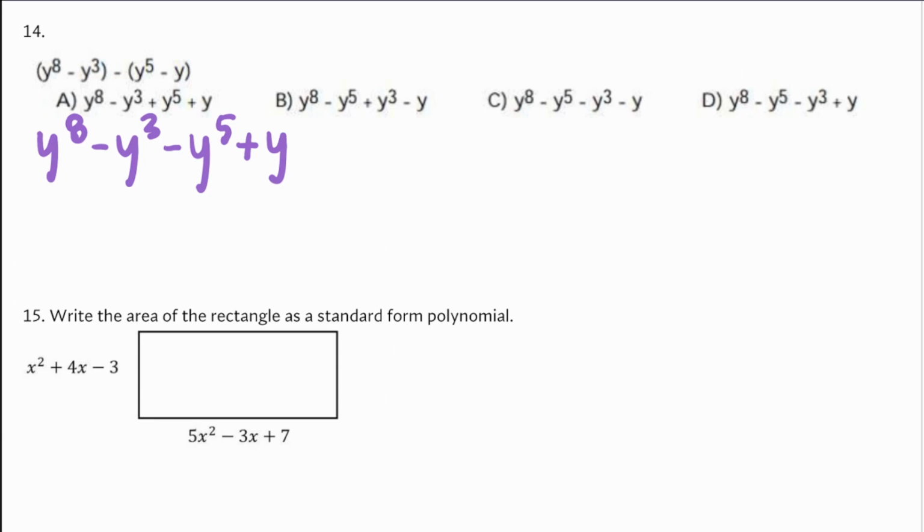Y to the 8 minus y to the 3 minus y to the 5. So both of them need to be negative, but the y needs to be positive. Okay, yeah, here it is. Alright.